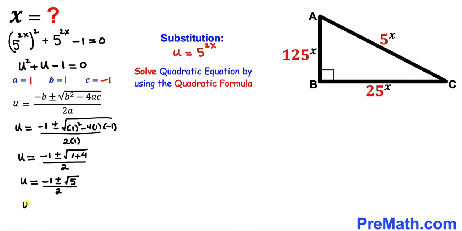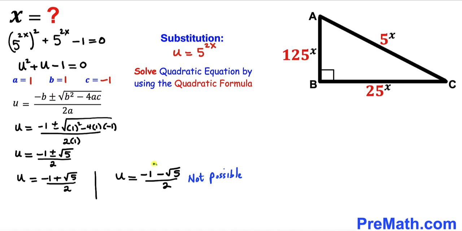So therefore our u value is going to be negative 1 plus square root of 5 divided by 2, and our other u value is going to be negative 1 minus square root of 5 divided by 2. And now we can see that this u value is a negative number, and we know that u must be greater than 0. So therefore we are going to reject this negative value, and we are going to accept this u equals negative 1 plus square root of 5 divided by 2.